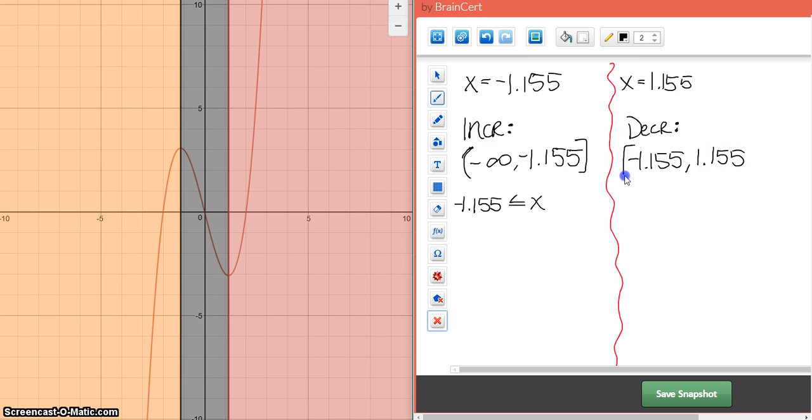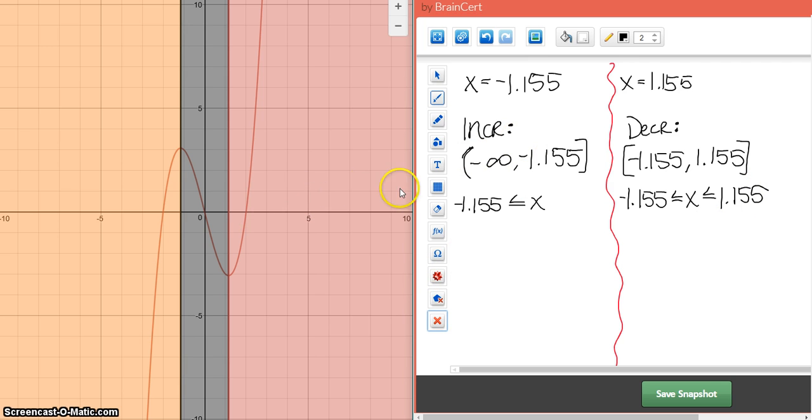And both of these are closed points, so I'm going to put brackets. And if I wanted to write that as an inequality, I'd put negative 1.155 is less than or equal to x, and x is less than or equal to 1.155. That's my decreasing interval.